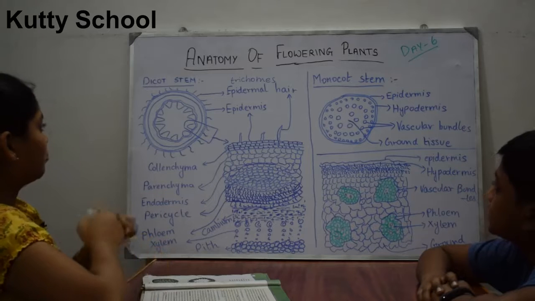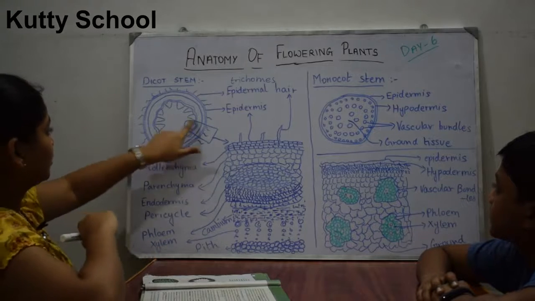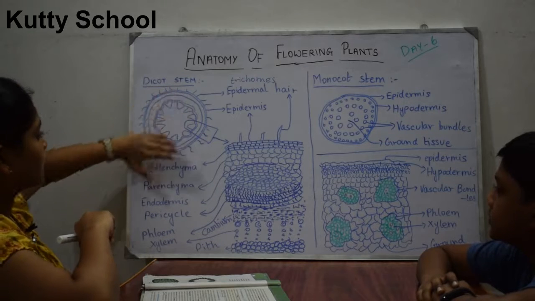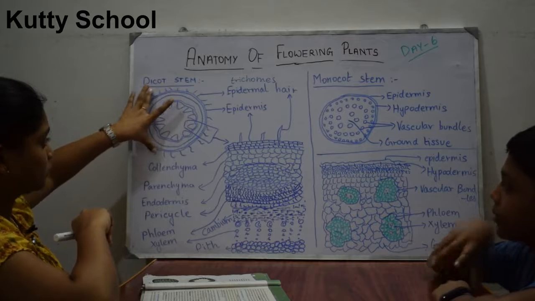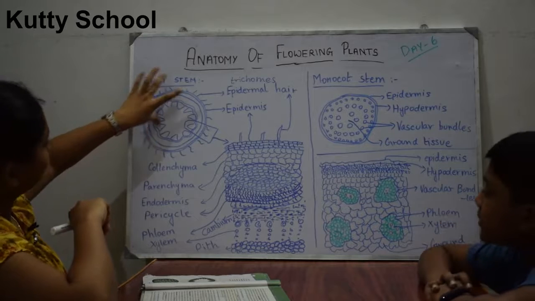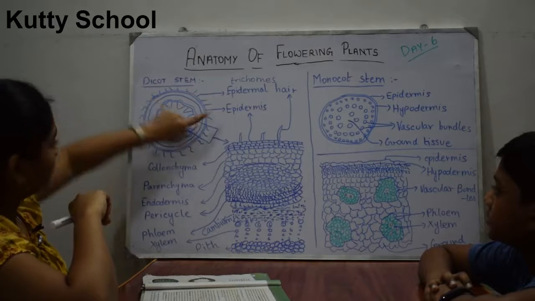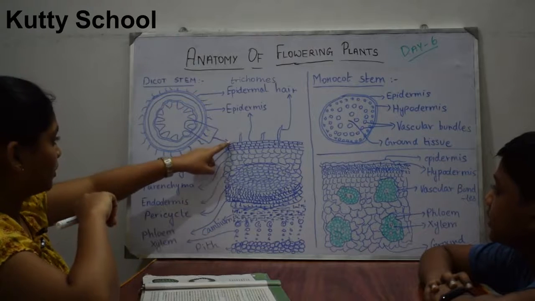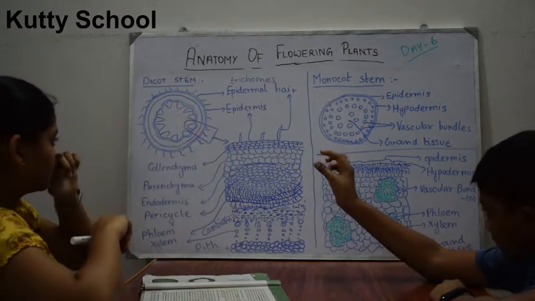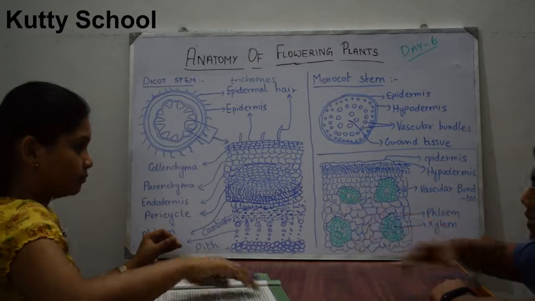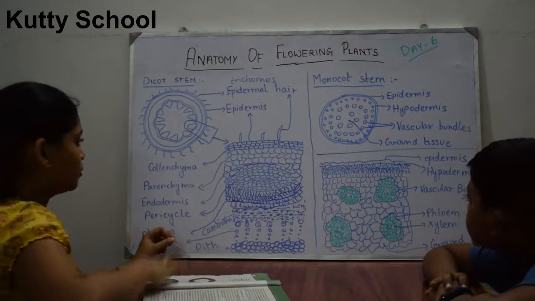Now we are going to study this structure in detail. When we cut the stem, it will look like this from the top. We are going to see a section of it, and this is the epidermis. When we see it under a microscope, we are going to study the structure in detail.